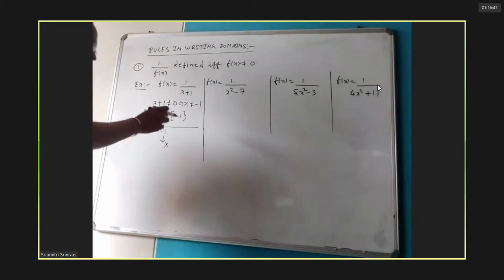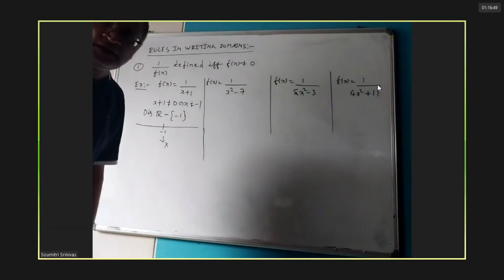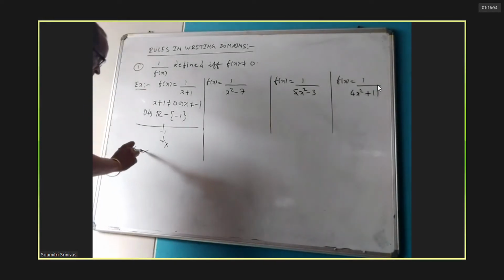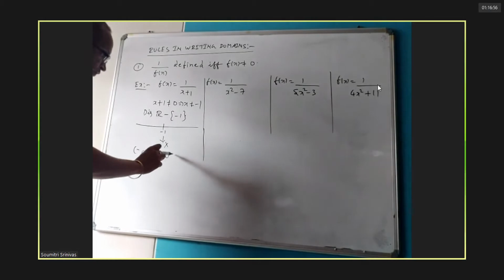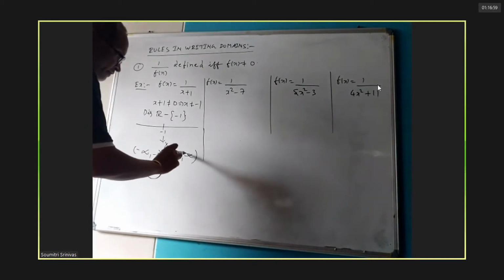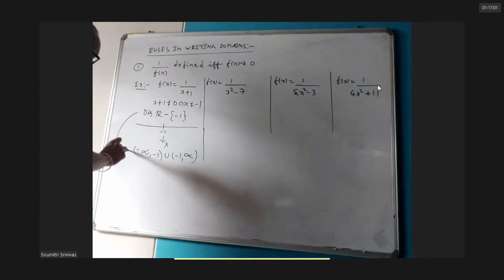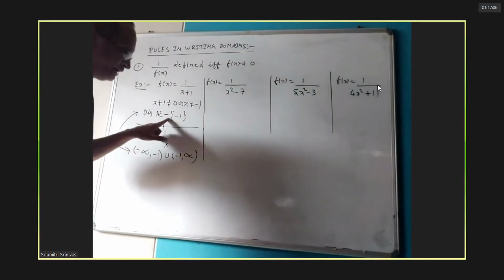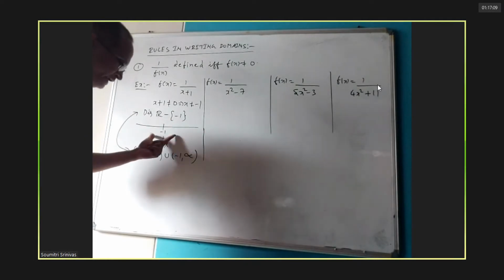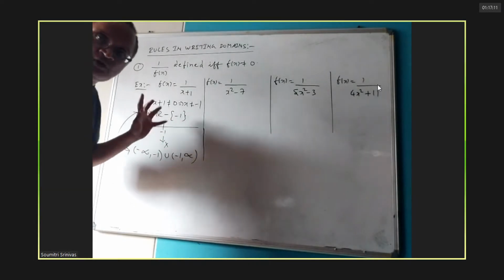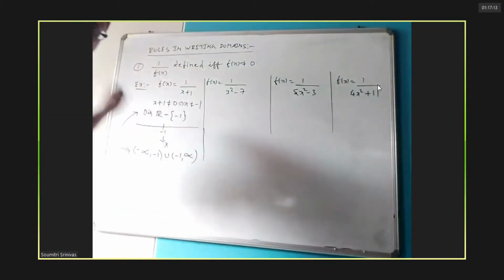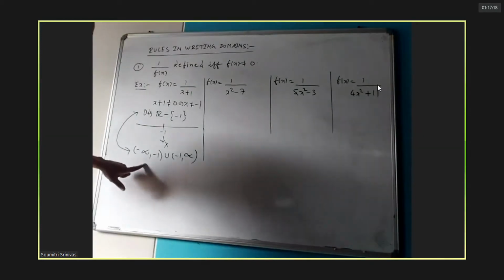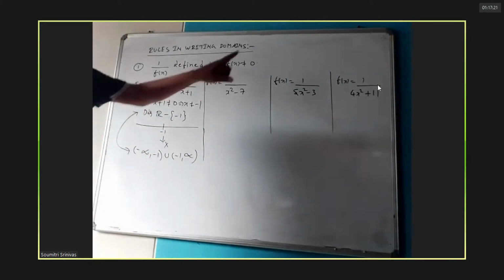What is one more form of writing the same answer in terms of intervals? Minus infinity to minus 1 union minus 1 to infinity. This answer and this answer are one and the same. This I am writing as R minus {minus 1}. I have shown that in terms of figure, and also by means of interval. Similarly, the other three.